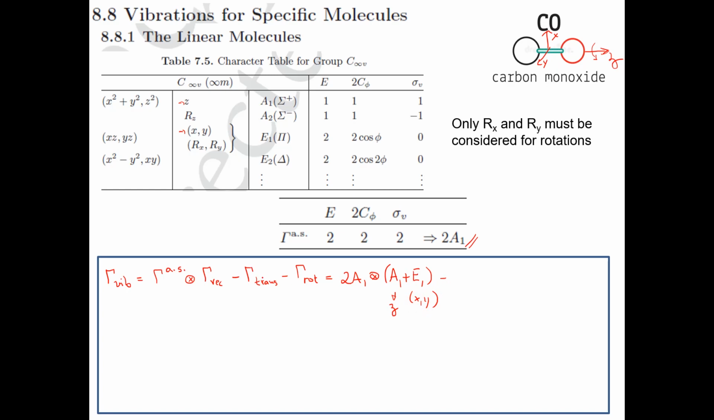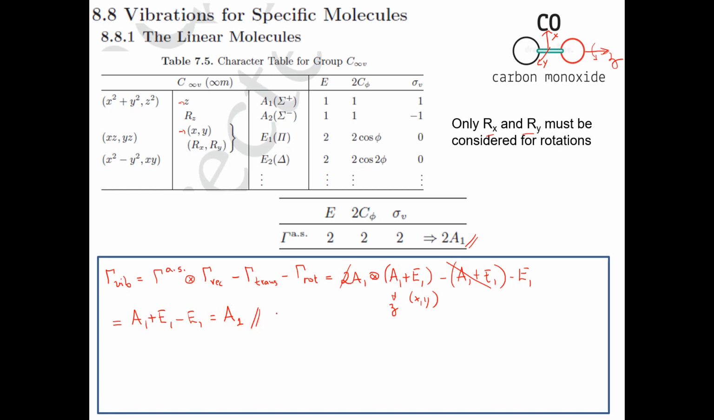Now we subtract again the vector, the translation. So we subtract A1 plus E1, and we subtract the rotations Rx and Ry. Rotations Rx and Ry are contained here, they are partners of the E1 representation. So we subtract once again E1. Okay, now this cancels with the factor of 2 here. So in the end, we have A1 plus E1 minus E1, which is equal to A1.